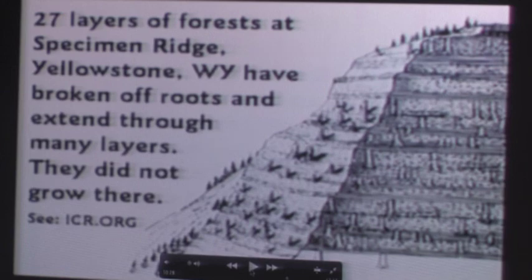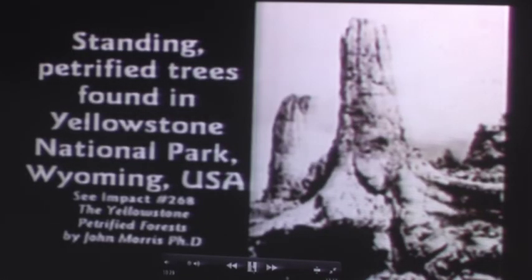There are numerous examples of trees growing through layers that are said to be hundreds of millions of years different in age. So you have one tree that grew through 400 million years ago, 300 million years ago. That's a really old tree. It grew a long time. Petrified trees in the vertical position. They find them all over the world.